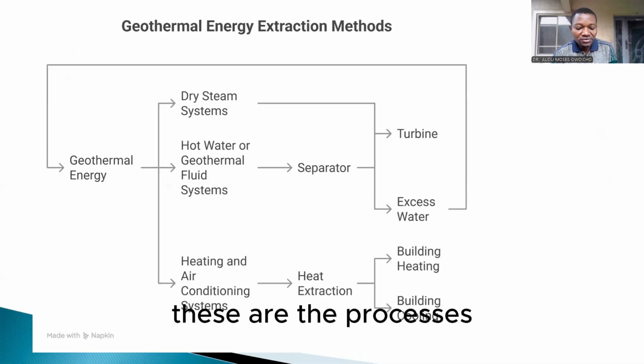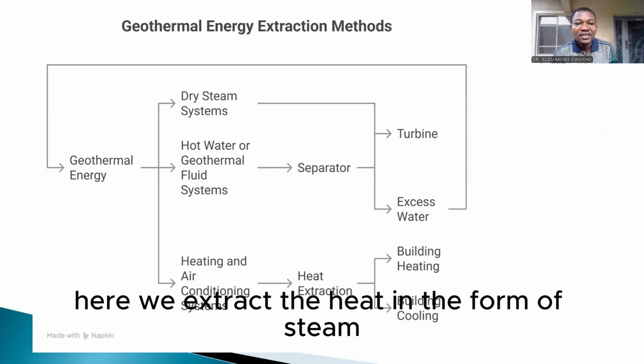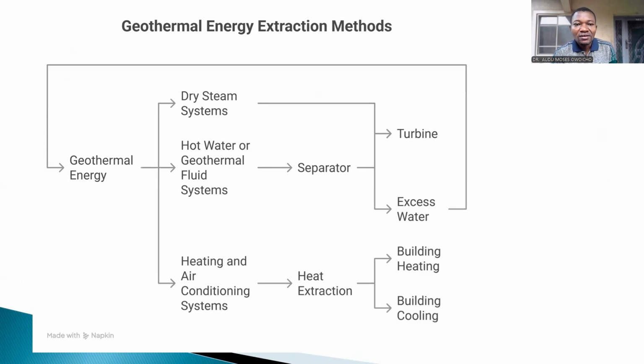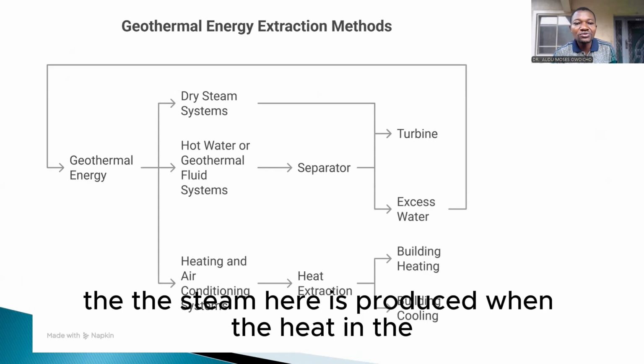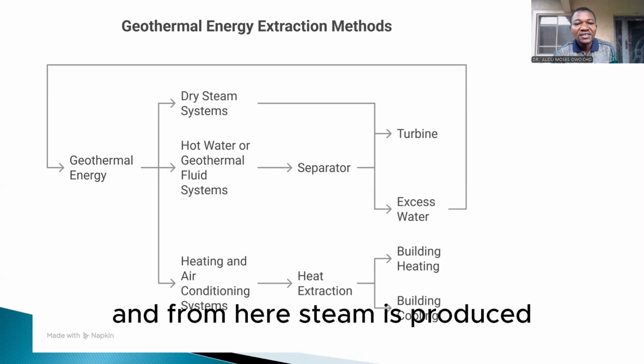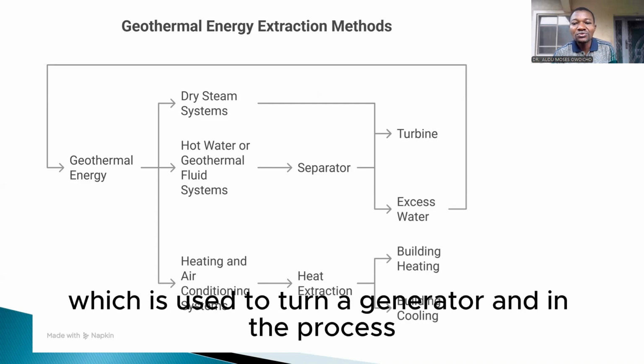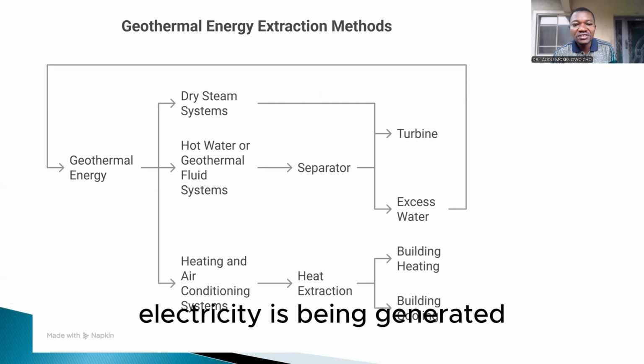Okay, these are the processes. The first one is dry steam system. Here we extract the heat in the form of steam. The steam here is produced when the heat in the interior heats up the water in the water table, and from here steam is produced, and this steam can be channeled directly to a turbine, which is used to turn a generator. And in the process, electricity is being generated.